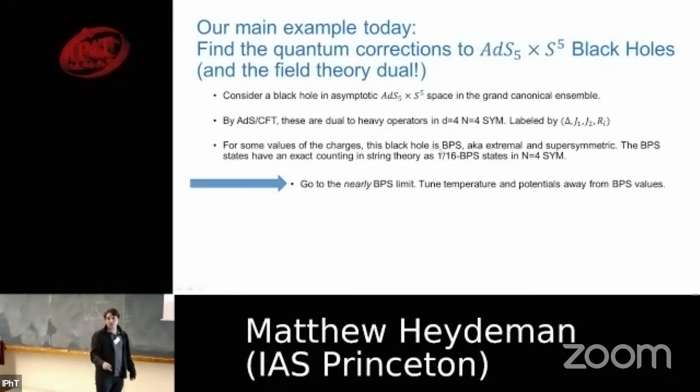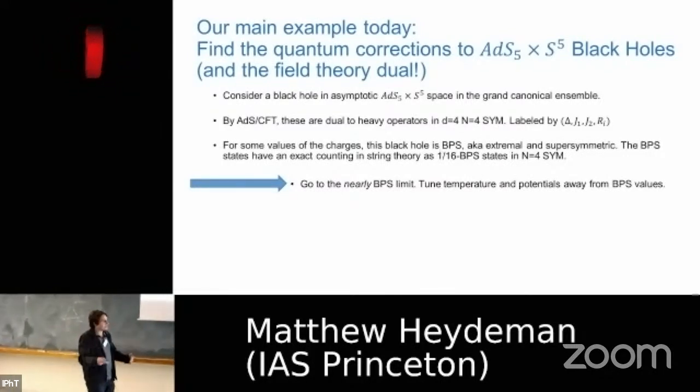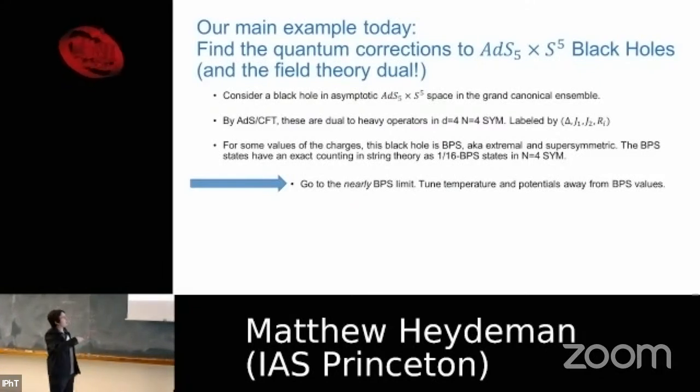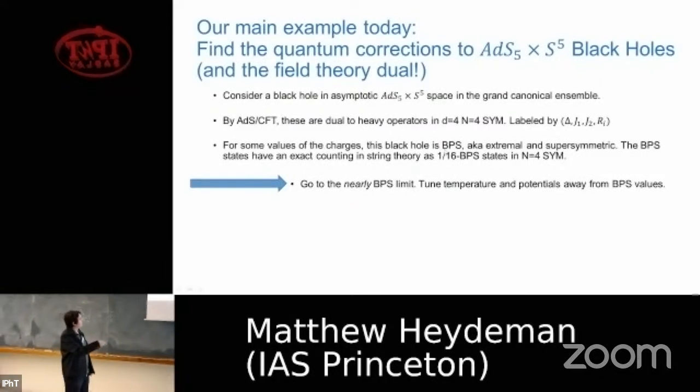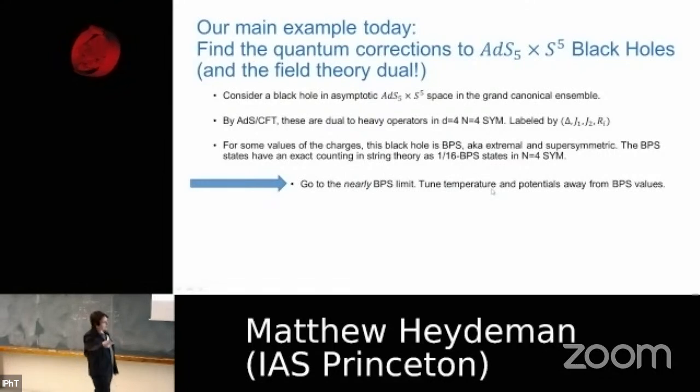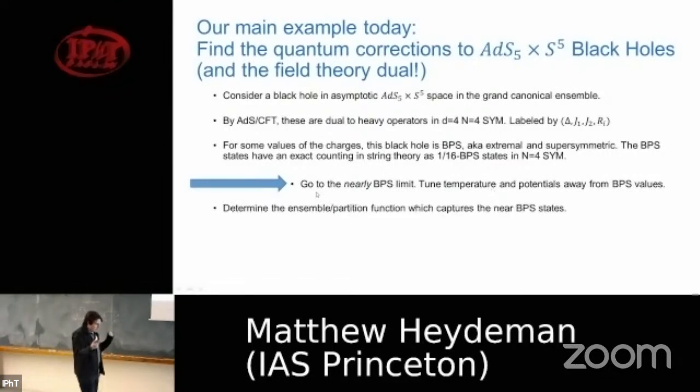But as I said, I want to go away from the exact extremal BPS answer and look at the near BPS states by turning on finite temperature. So we're going to turn on finite temperature and chemical potentials. And then we're going to find the ensemble that we want to use to do the computation that will reduce to the Schwarzian when we evaluate the partition function.